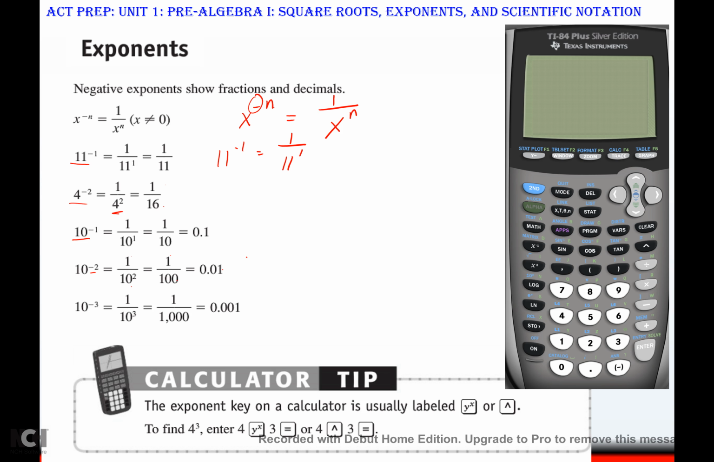Okay? To get your caret key, or your exponent key, we use the caret key right here. So if I was typing this in, I would do 4 caret negative 2. And it would actually give me the decimal equivalent of this. But you can do math, enter, enter, and that will turn it back into a fraction for you.